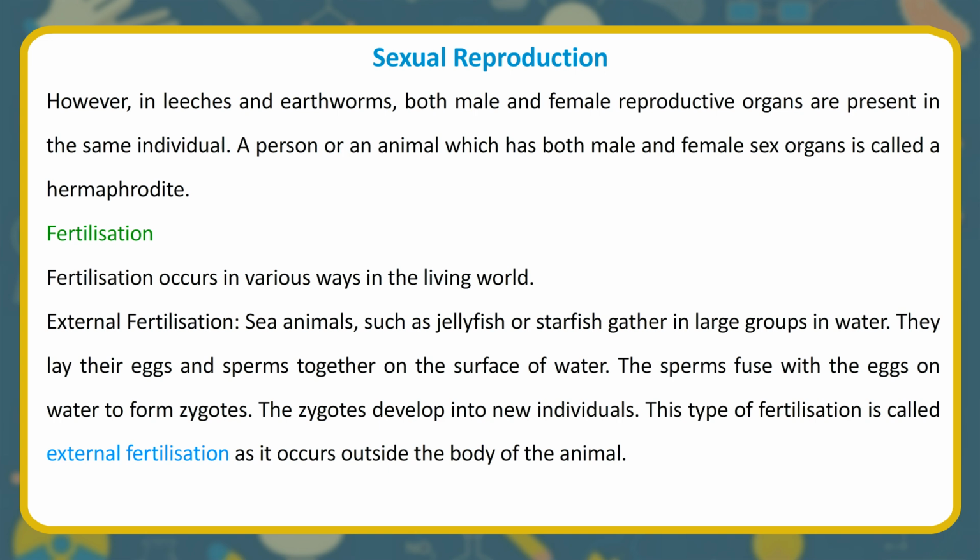Fertilization. Fertilization occurs in various ways in the living world. External fertilization. Sea animals, such as jellyfish or starfish, gather in large groups in water. They lay their eggs and sperms together on the surface of water. The sperms fuse with the eggs on water to form zygotes. Zygotes develop into new individuals. This type of fertilization is called external fertilization as it occurs outside the body of the animal.